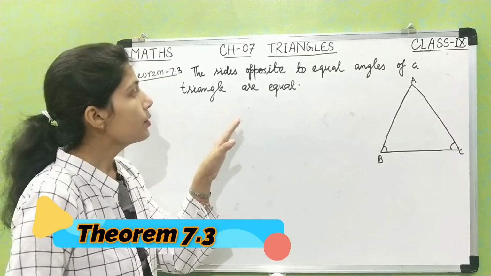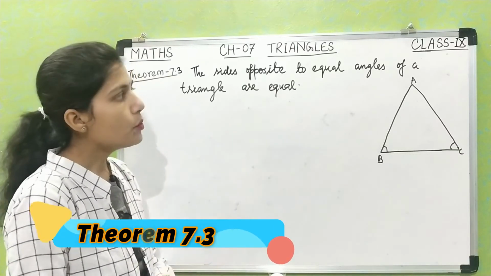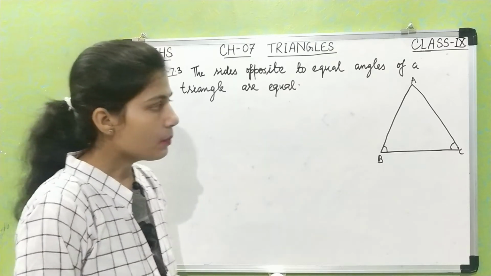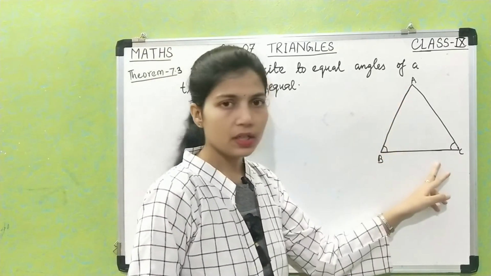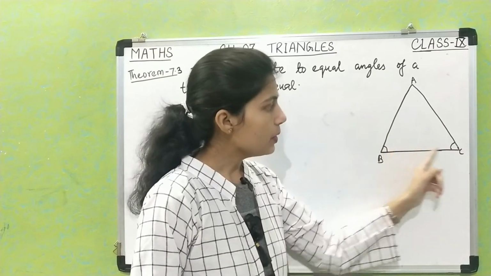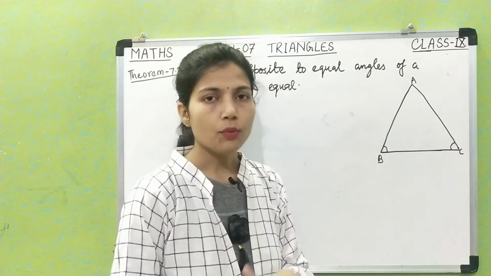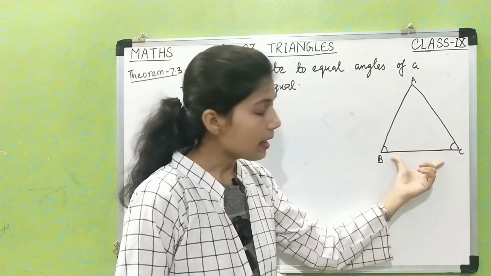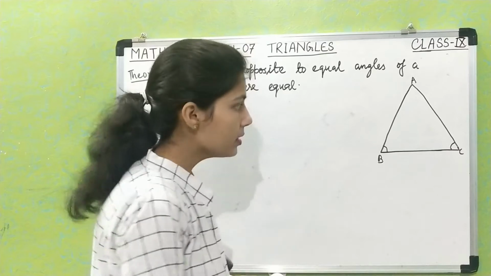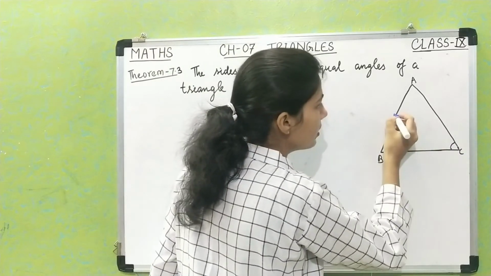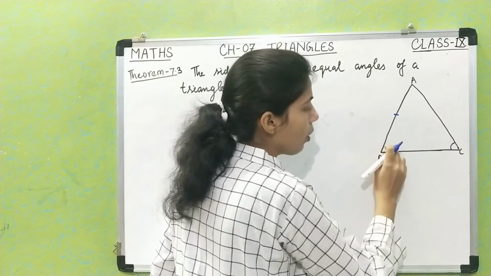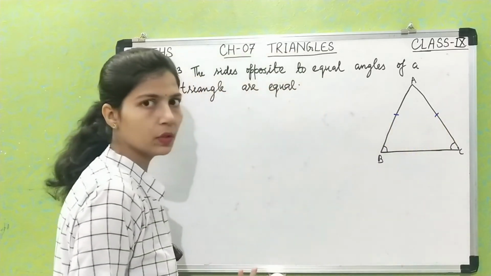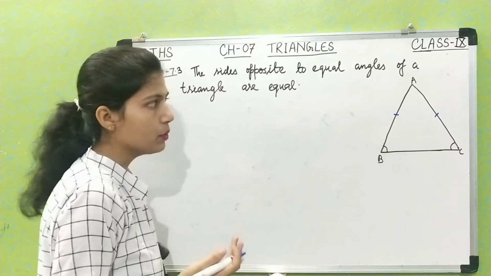The theorem is, the sides opposite to equal angles of a triangle are equal. Suppose here the triangle is ABC in which two angles, angle B and angle C, are equal. Now we have to prove that the sides opposite to these angles are also equal. Means the side opposite to angle C is AB and the side opposite to angle B is AC. So these two sides will be equal. This we have to prove.